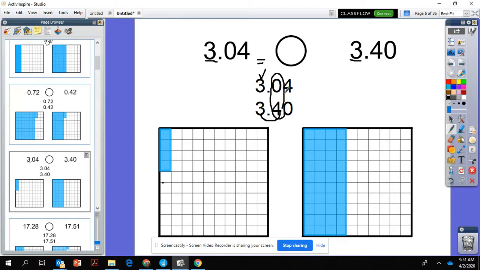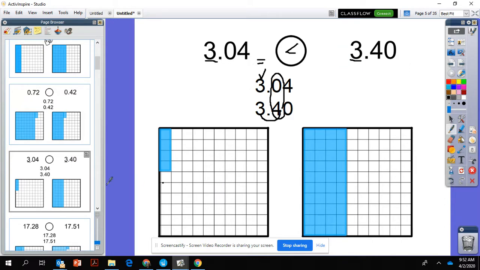So once I circle, I look at the values 0 tenths and 4 tenths, or 0 and 4, and what do I notice? I notice that 0 tenths compared to 4 tenths, 0 is less than 4 tenths. So that automatically makes 3 and 400ths less than 3 and 40 hundredths.